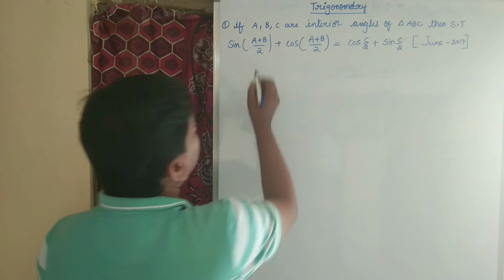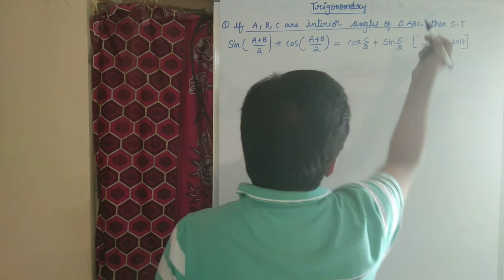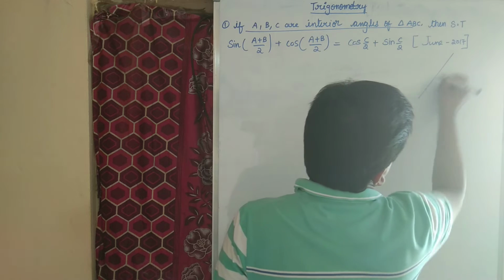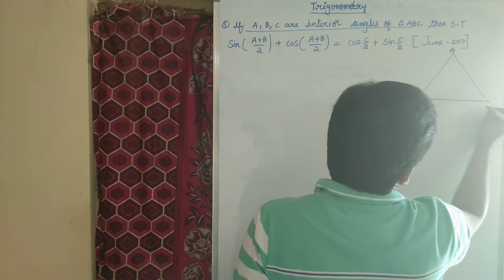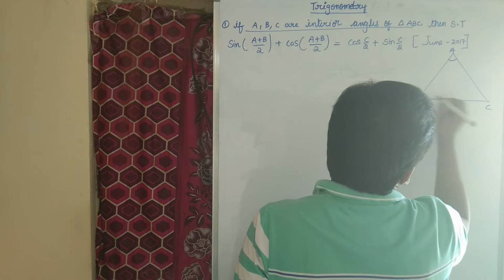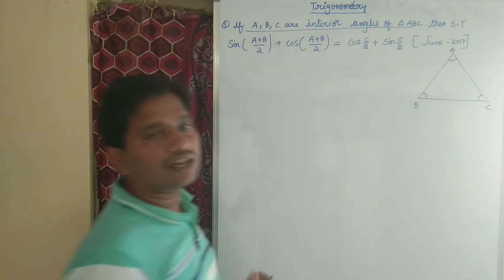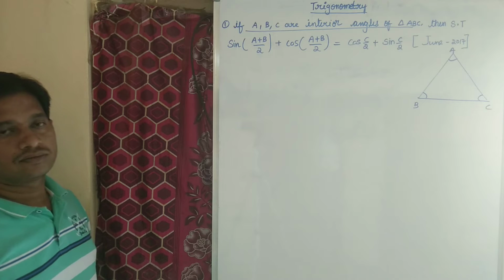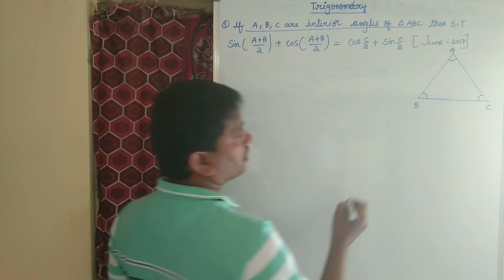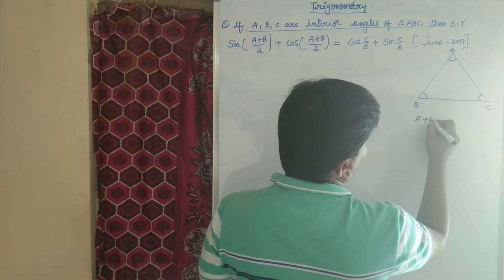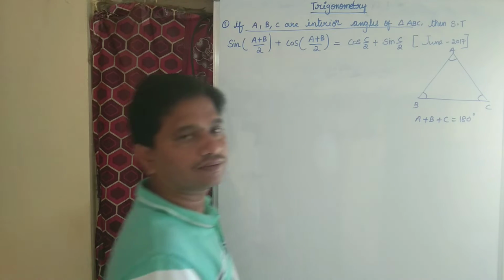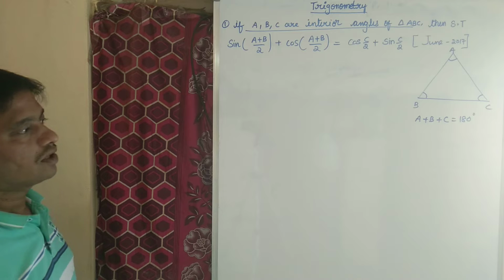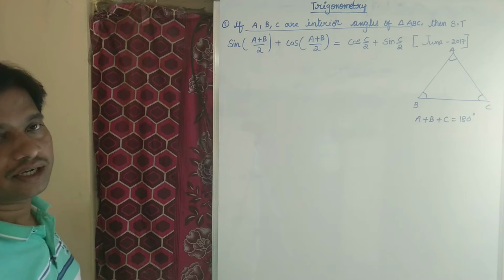Okay, as they said, A, B, C are interior angles of triangle ABC. This is our triangle ABC. Angle A, angle B, angle C are interior angles of triangle ABC. We know the angle sum property of a triangle: in a triangle, the sum of the three angles equals 180 degrees. I mean A plus B plus C equals 180 degrees.